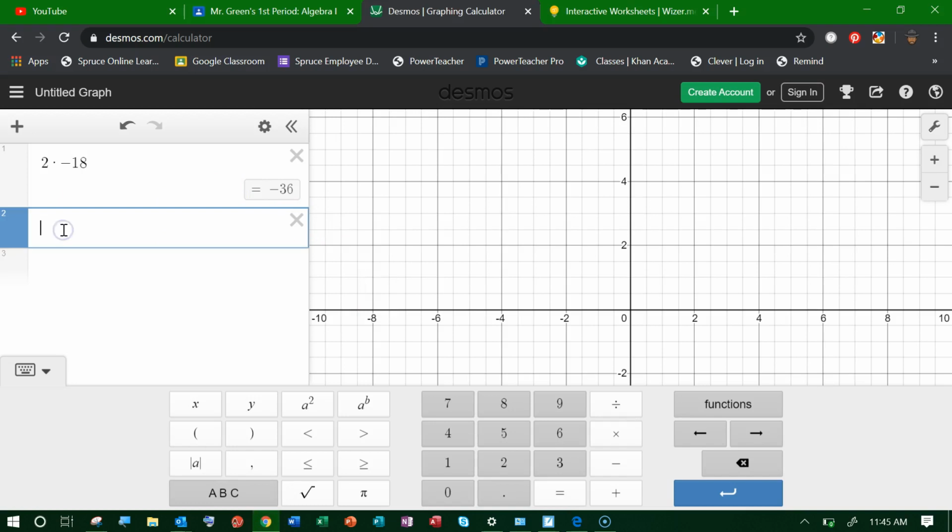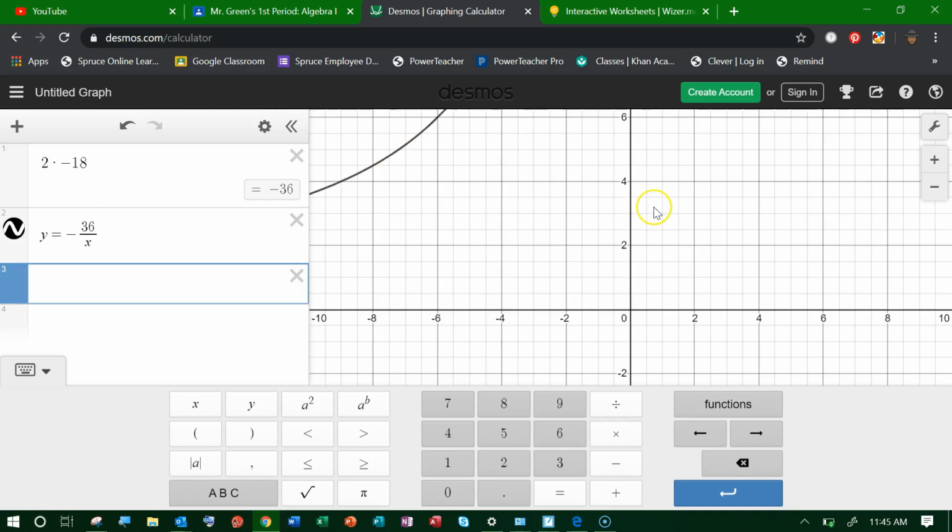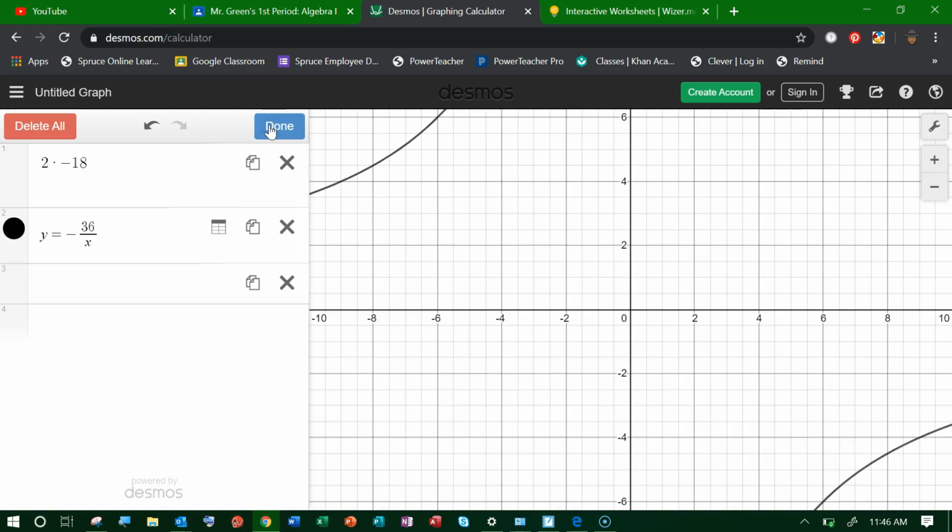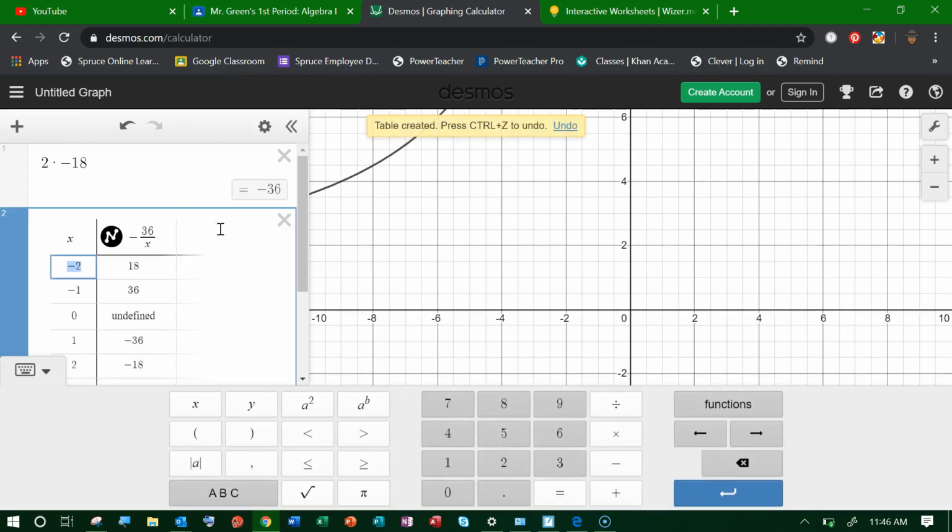And I am going to type in the graph. I'm going to go y equals, I needed a negative 36 over x. All right. I'm going to press enter, and I don't really care about the graph. What I want is the table. I don't want to go too fast with this, but all I need is the table for this. Okay. So I'm going to go to the cogwheel right here, edit list, and then that is going to create a table on that same line. Convert table.